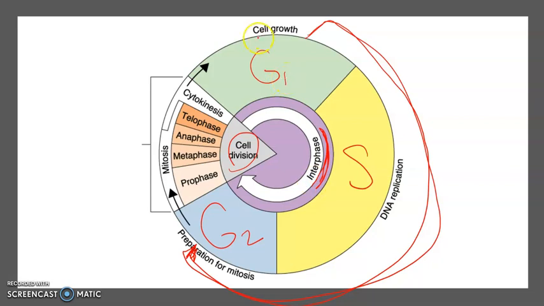In G1 here, this is where a cell is growing. DNA replication is occurring in our S phase. Remember, synthesis, right? We're making new DNA. And then here in G2, we're prepping. We're getting ready. G2 is right before mitosis. Notice we have mitosis over here. So we're getting ready for that during G2.